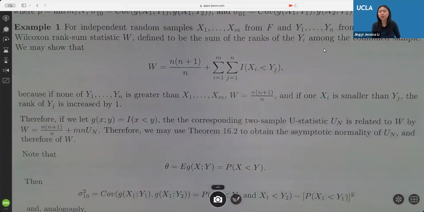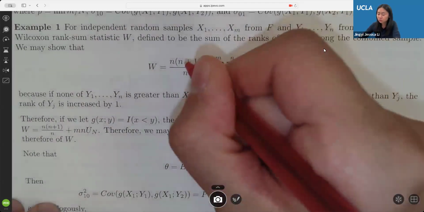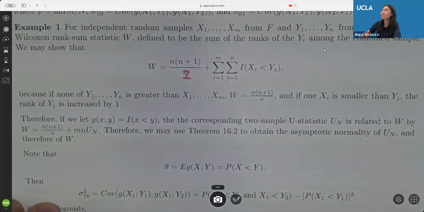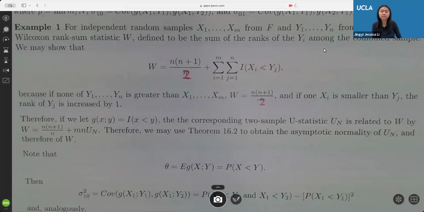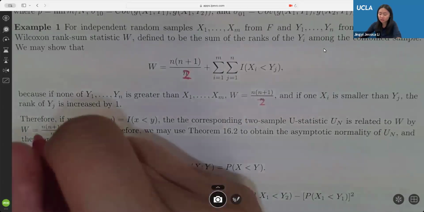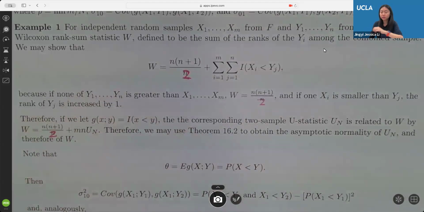I think there's a mistake. I think it should be 2, right? Instead of dividing by n here. Yeah, that's a typo. I think this is a consistent typo.